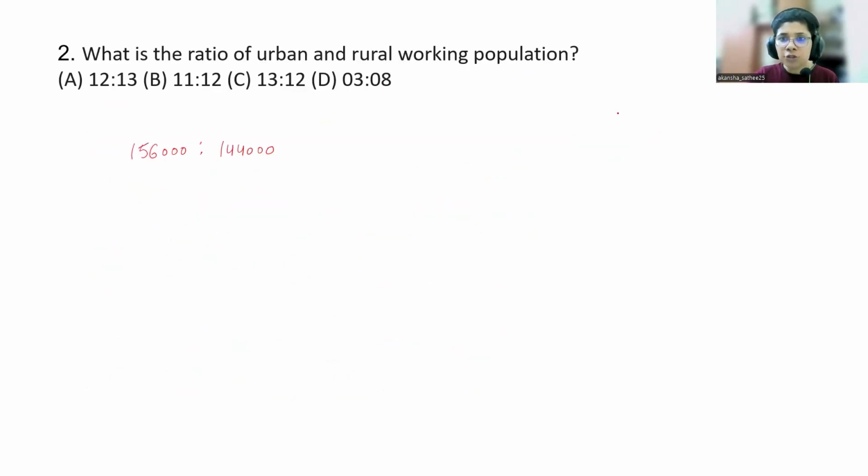How do we compute ratio? You just have to divide one by the other one. These 30 will get cancelled with these 30, and if you do this division, you will get equivalent. You will get 13 by 12. So ratio will be 13:12. So option C is correct. So basically, if you extract the correct information from the passage, solving these questions is pretty simple.